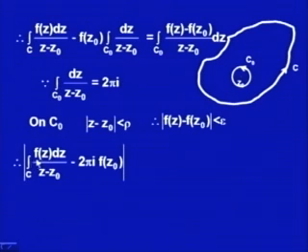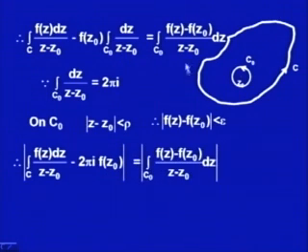The modulus of the integral along the contour C of f(z) upon z minus z naught dz, minus 2 pi i f(z naught), is equal to the modulus of the integral of f(z) minus f(z naught) upon z minus z naught along the contour C naught. Here I am going to use the ML inequality, since |f(z) minus f(z naught)| is less than epsilon in the whole of this contour C naught.